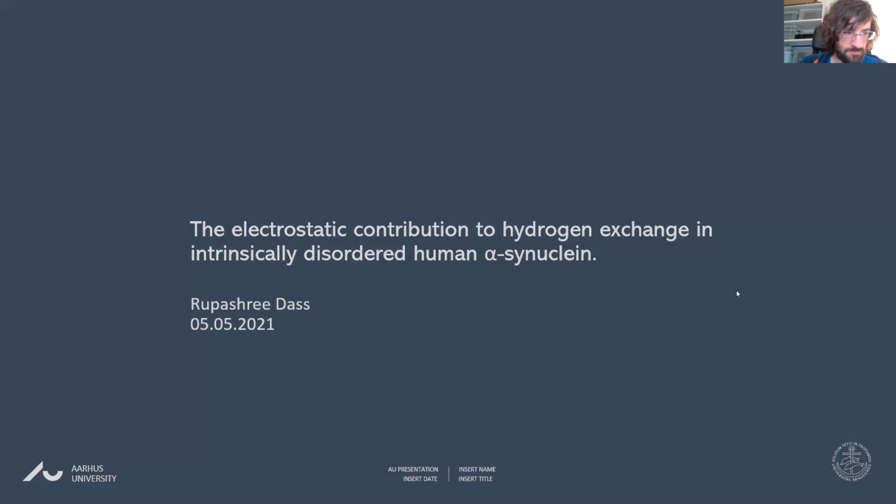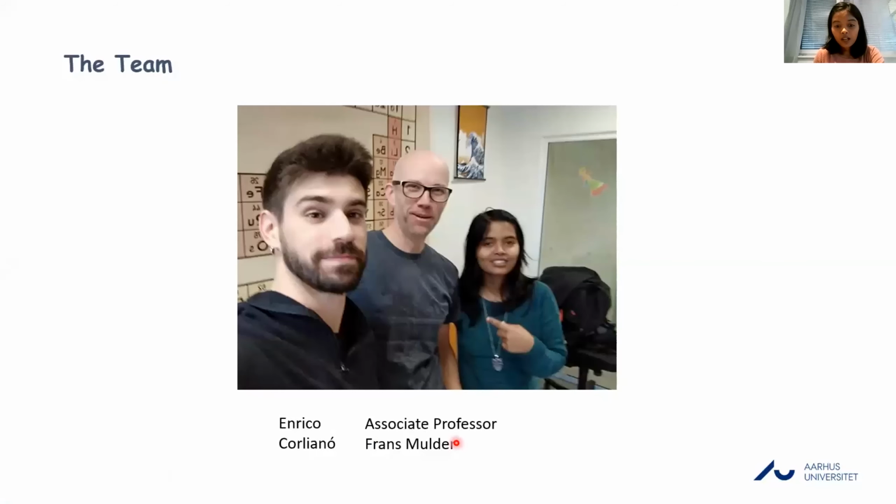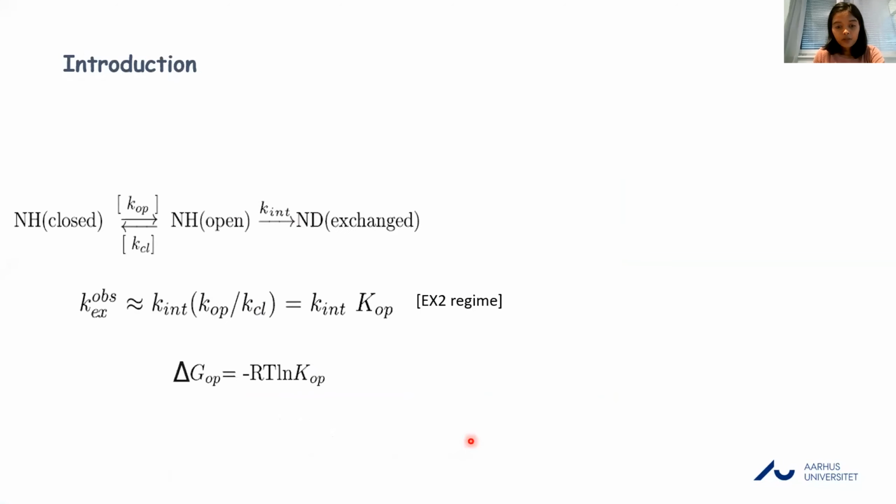Cool. Okay, so I'd like to start my talk by thanking ICMRBS for giving me this opportunity. I'll be talking about the contribution of electrostatics to hydrogen exchange in intrinsically disordered proteins, specifically human alpha-synuclein. I did this work as a postdoc at Aarhus University in Denmark in Flemming Poulsen's group. So coming right to it.